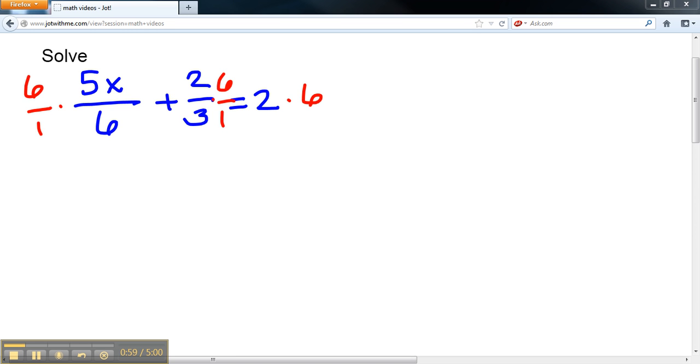And why did I do that? Now, keep the red. You'll see that I have a 6 in the numerator and a 6 in the denominator over here. And what am I left with? 5x. The next one, 3 goes into 3 once and it goes into 6 twice. And so I'm left with a 4 plus 4. And that equals 2 times 6, which is 12.